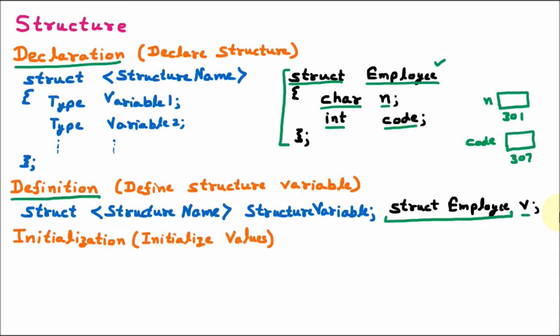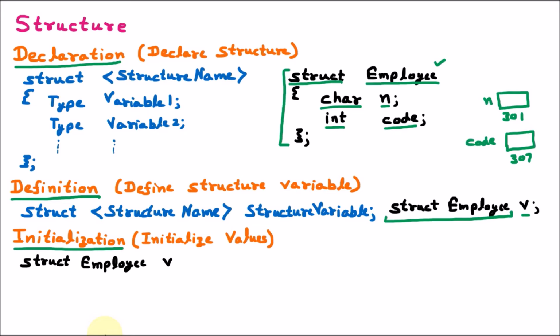The next part is initialization, meaning initializing the values of the structure. Let us suppose that I am going to define a variable here. First of all, I am using the same thing. I am providing struct, and we know that struct is the keyword. Then the name of the structure, we know that is employee. So here struct employee we have taken. Now here I am defining a variable, let's say v. This part we have already done.